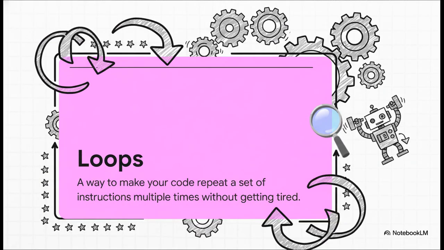Next is L for loops. Now, computers are absolutely amazing at doing the exact same thing over and over and over again without ever getting bored. A loop is how you tell the computer to do that, to repeat a set of instructions, whether it's 10 times or 1,000,000 times.